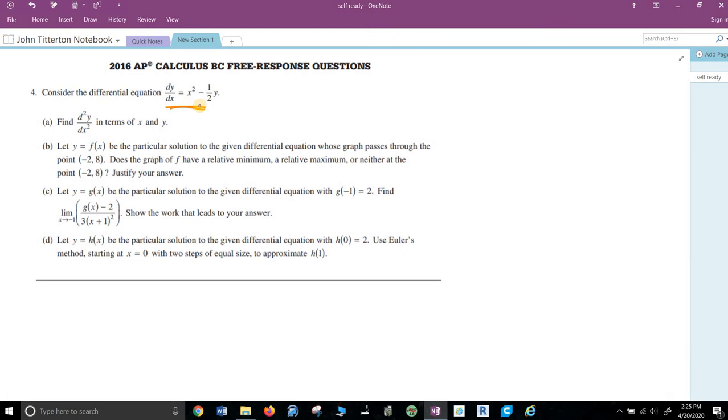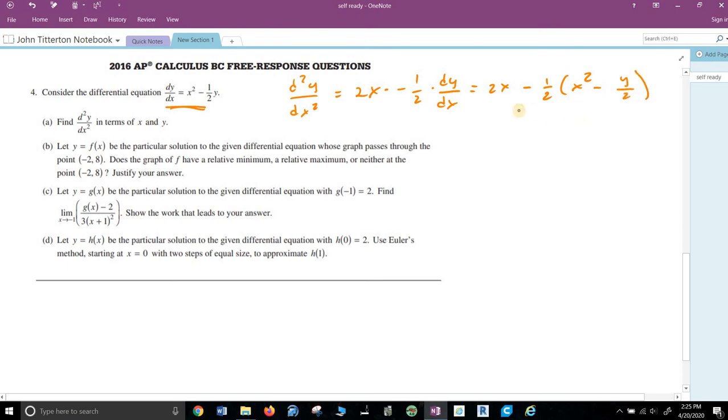I can't separate the variables, so they won't do that. Maybe there's some implicit differentiation. We'll see what happens. So that's the y dx. They want d squared y over dx squared, which is 2x times dx over dx, which is 1, minus 1/2 times dy dx, which is 2x minus 1/2 x squared minus y over 2.